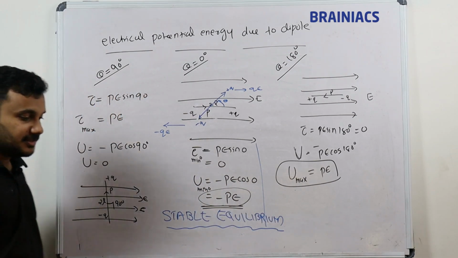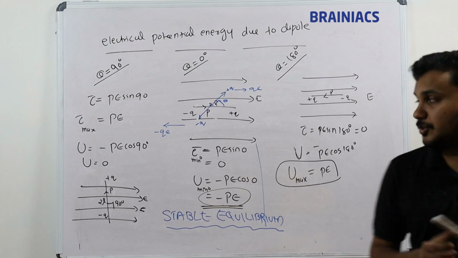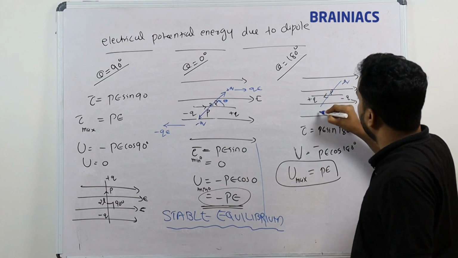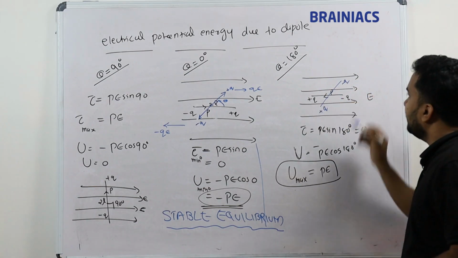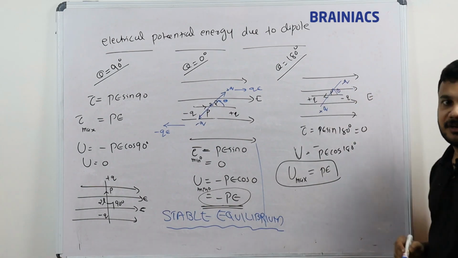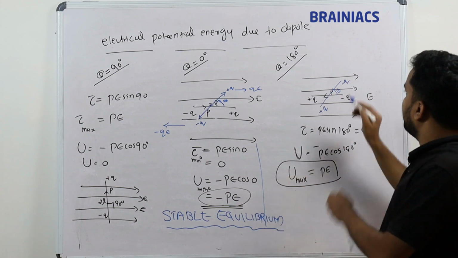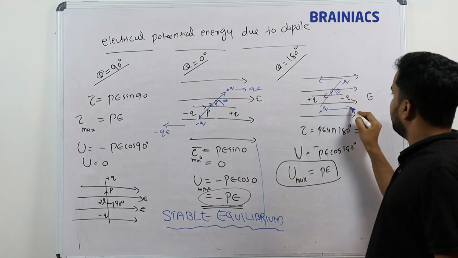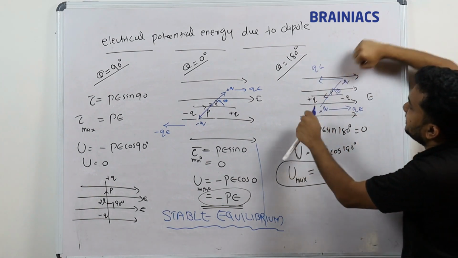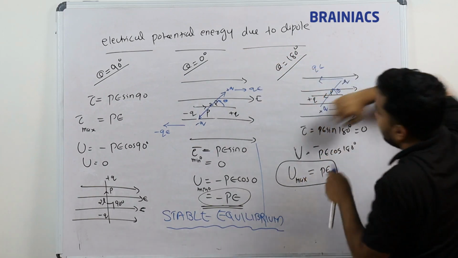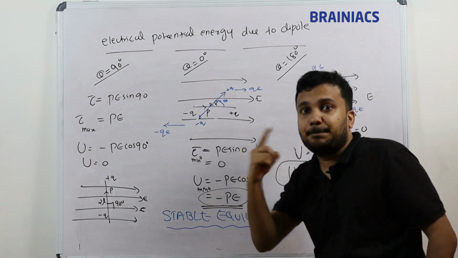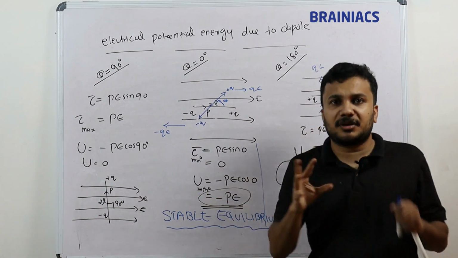Maximum value means under these conditions, if you give some disturbance to the system, I will move it like this, so minus q and plus q. What will happen? If you give a small disturbance, some small angle theta, the minus q will pull in this direction, the plus q force will be here and the QE force will be here. So one force like this, another force like this will move in opposite directions, which means it will not come back to the initial position.